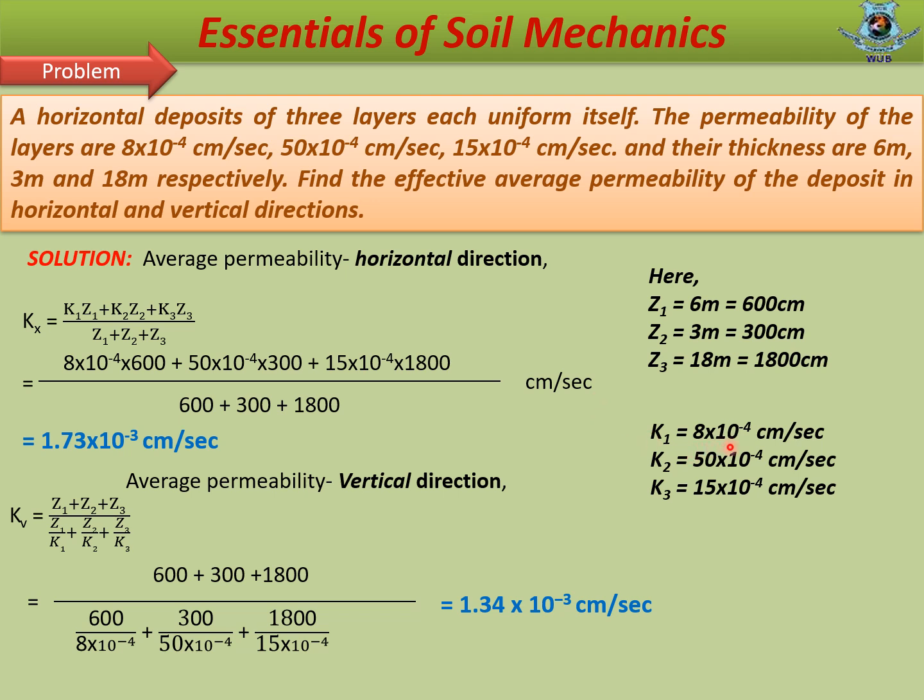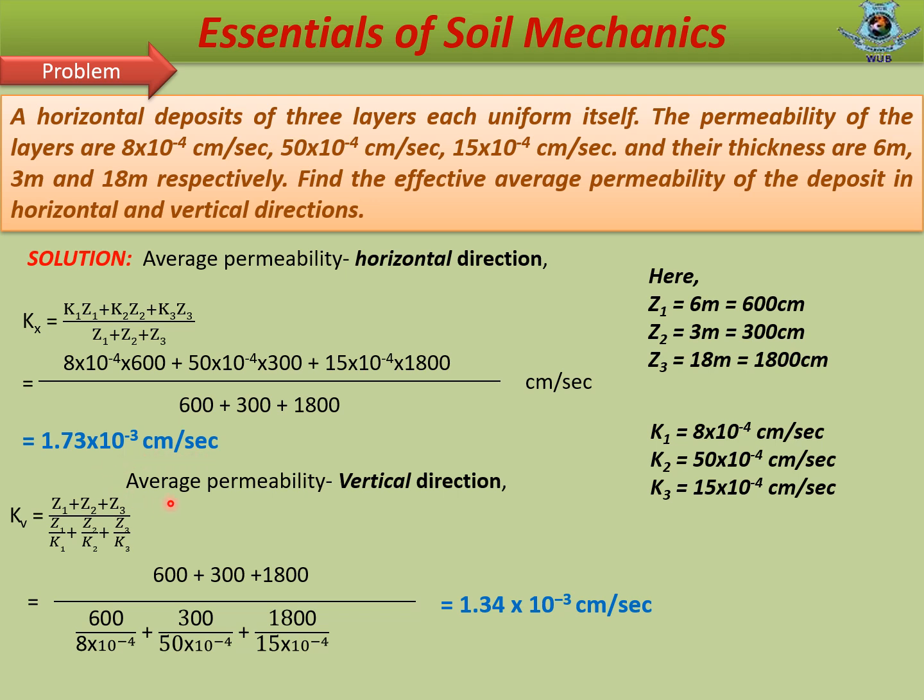K1 equal to 8 into 10 to the power minus 4 centimeter per second. K2 equal to 50 into 10 to the power minus 4 centimeter per second. And K3 equal to 15 into 10 to the power minus 4 centimeter per second. If we input these values in this equation, we can write Kx equal to 1.73 into 10 to the power minus 3 centimeter per second.